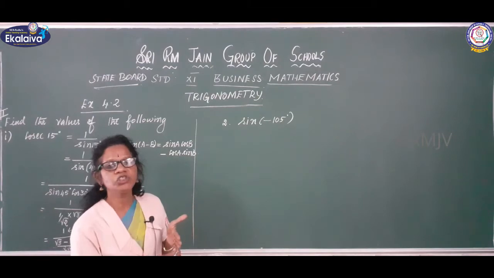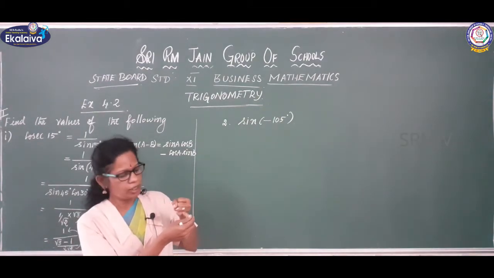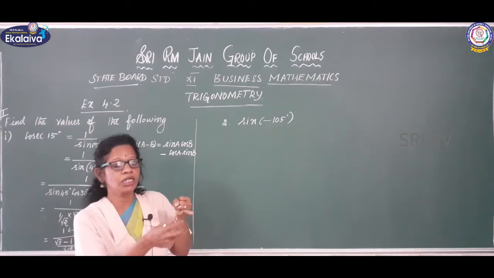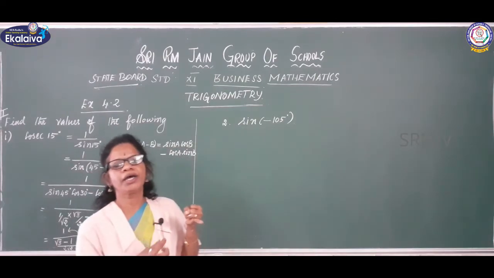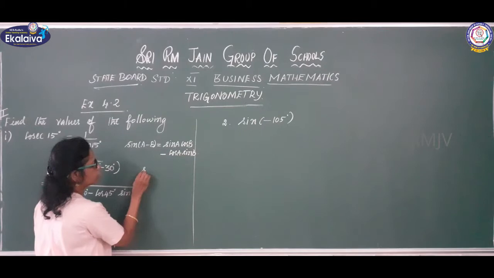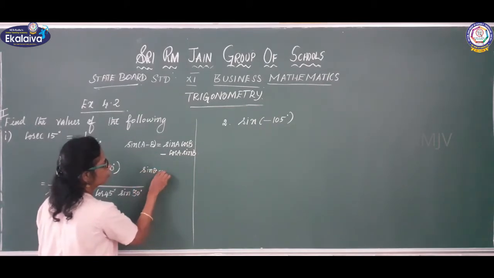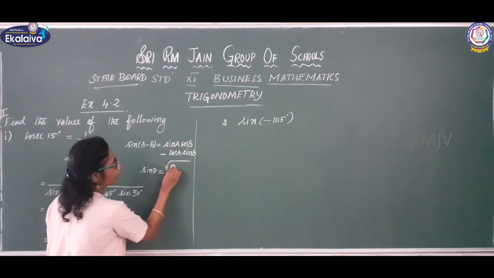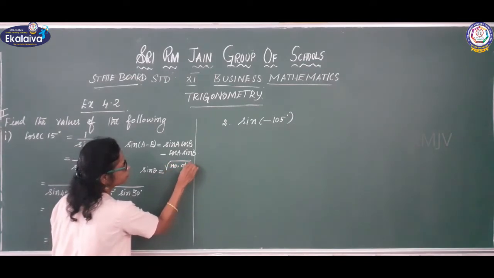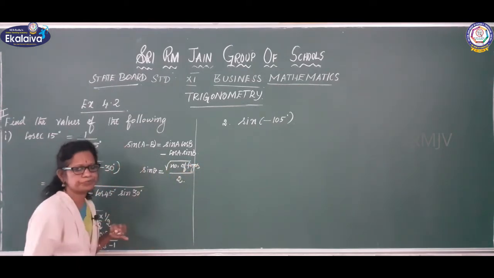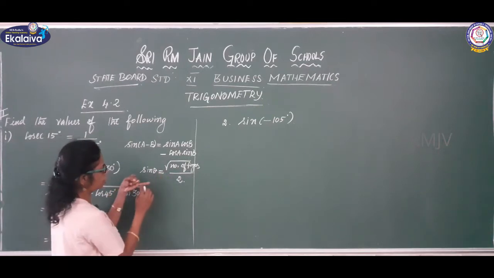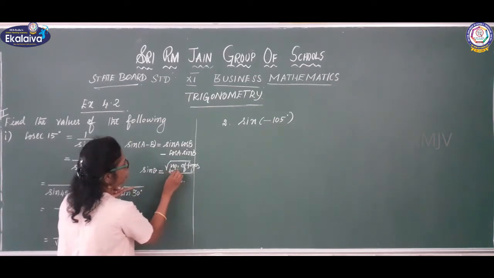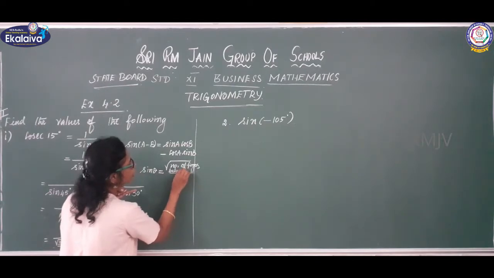Formula, right? Sin 0 degree. This is my 0 degree. Sin theta equals the square root of the number of fingers divided by 2. I said sin 0 degree, right? The number of fingers below the angle.